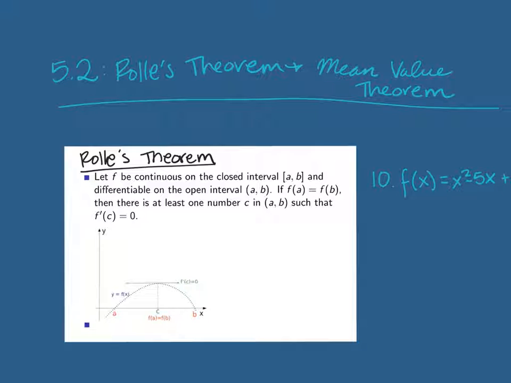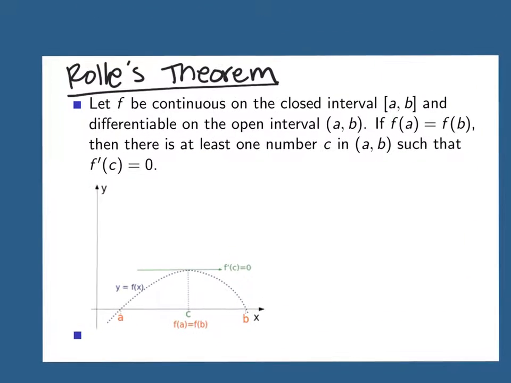It says, let f be continuous on the closed interval [a, b], and differentiable on the open interval (a, b). If f of a is equal to f of b, then there is at least one number c in (a, b) such that f prime of c is equal to 0. So one, we use continuity here, okay? The function has to be continuous, and it has to be differentiable on the open interval.